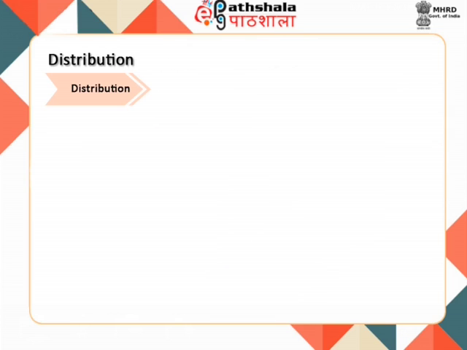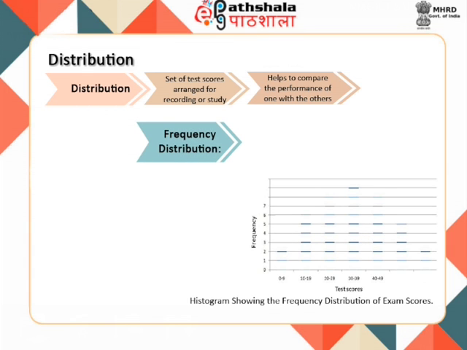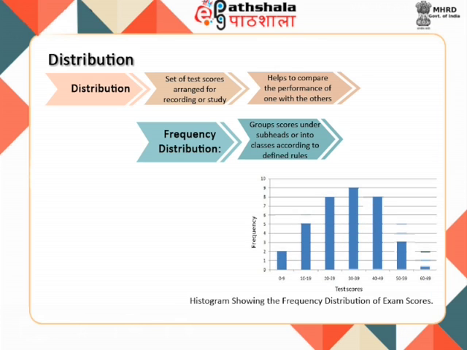A distribution can be defined as a set of test scores arranged for recording or study. A distribution helps to compare the performance of one with the others. A frequency distribution groups scores under subheads or into classes according to defined rules. In a frequency distribution, scores are tabulated together with the number of times each score occurred.